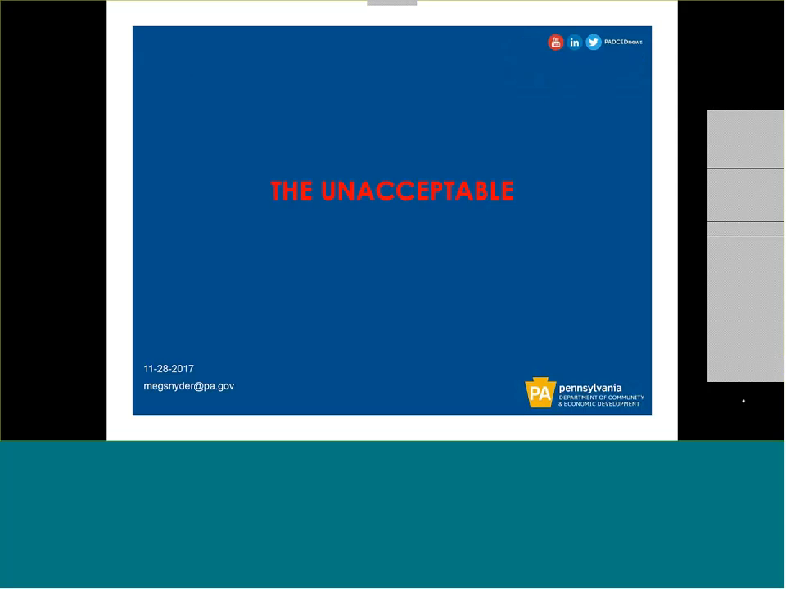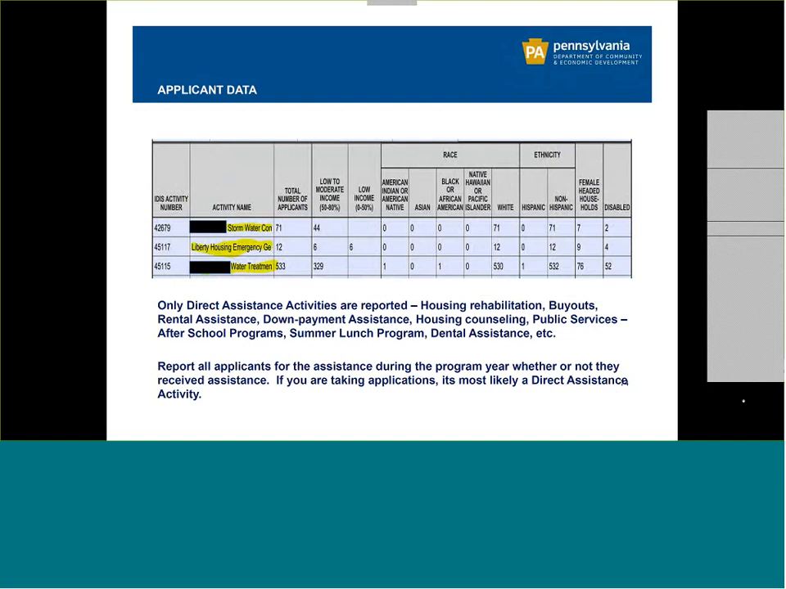Okay, and then under unacceptable, looking at the names of these activities, I would believe that these are not direct assistance activities. These would be considered your low moderate area, where you're doing surveys, that type of thing. These should not be reported on this form. What should be reported on this form?